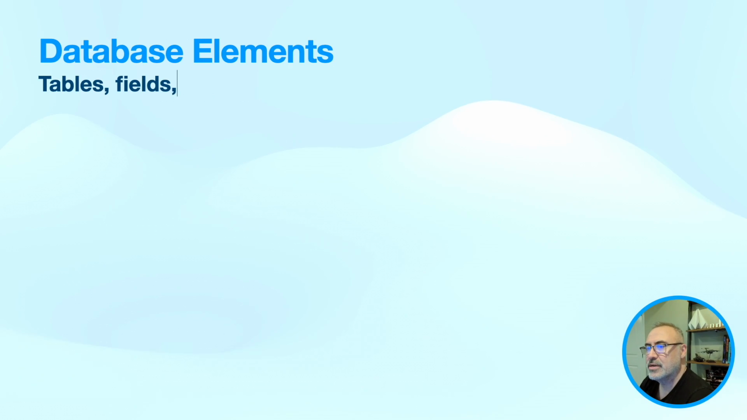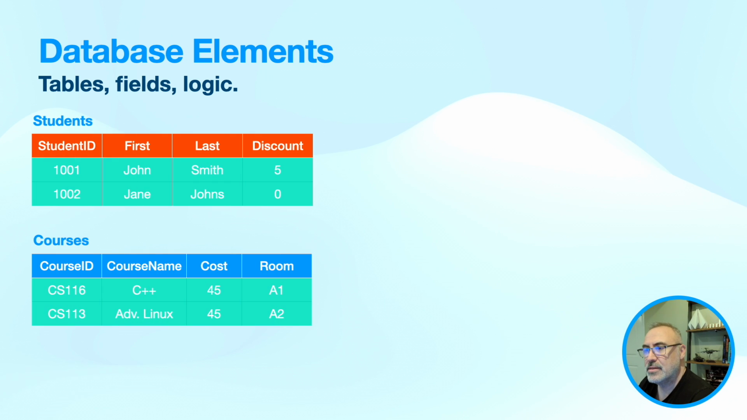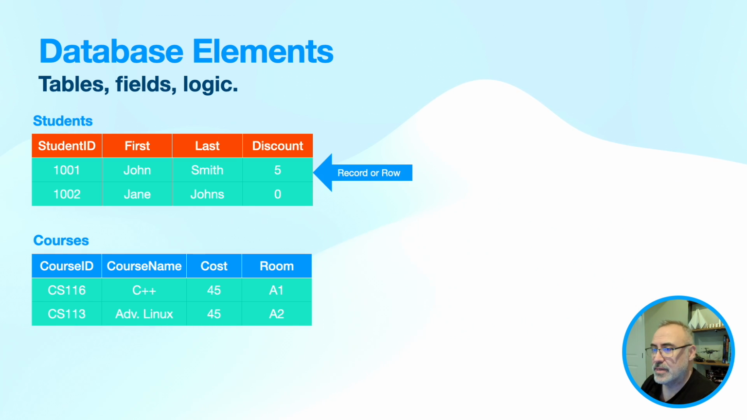Let's talk about how databases work, starting with tables, which are a collection of fields, which themselves are the individual pieces of information that are contained in a record. A record is a unique entry into a database.